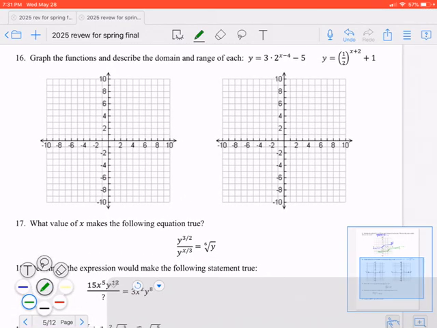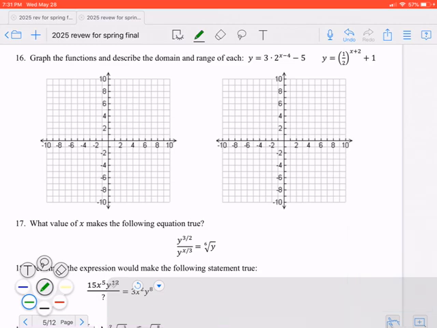All right, now our exponentials. I'm going to check the time really quick.